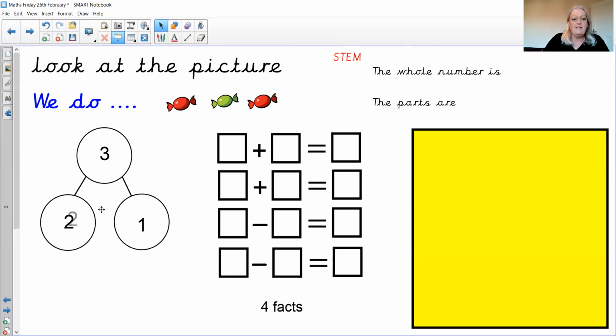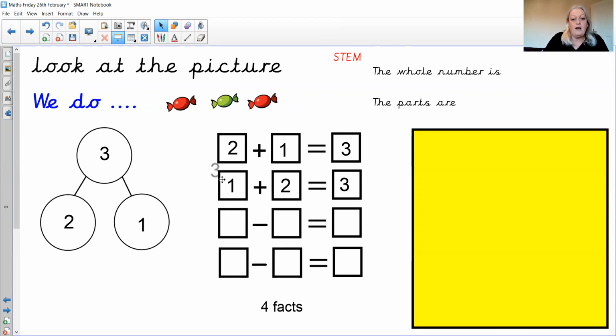So we can have 2 add 1 equals 3. Remember, we can only use these numbers. We can swap that around, can't we, in our addition? We could have 1 add 2 equals 3. So looking at our takeaway, remember our number gets smaller for taking away.